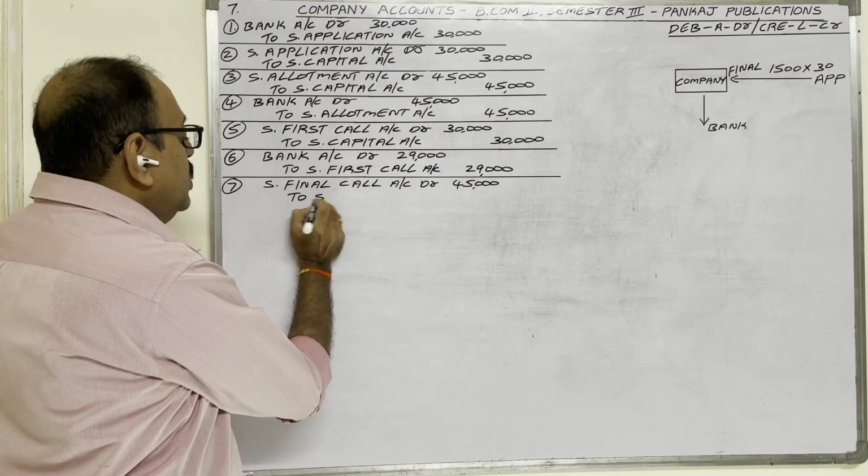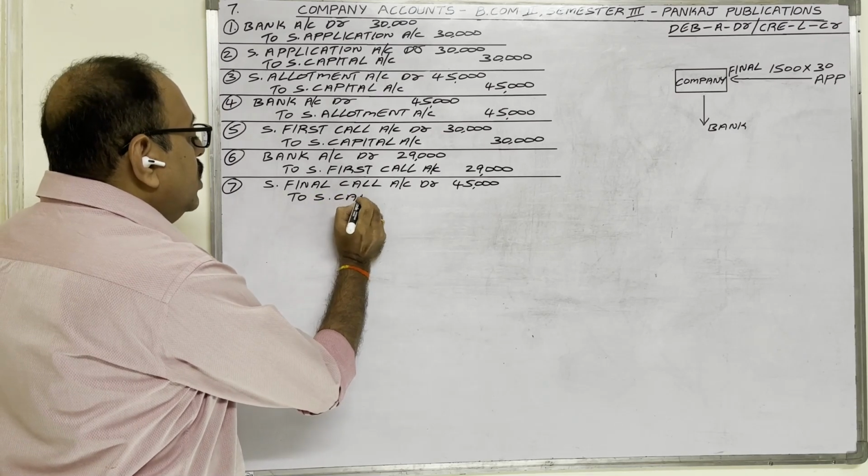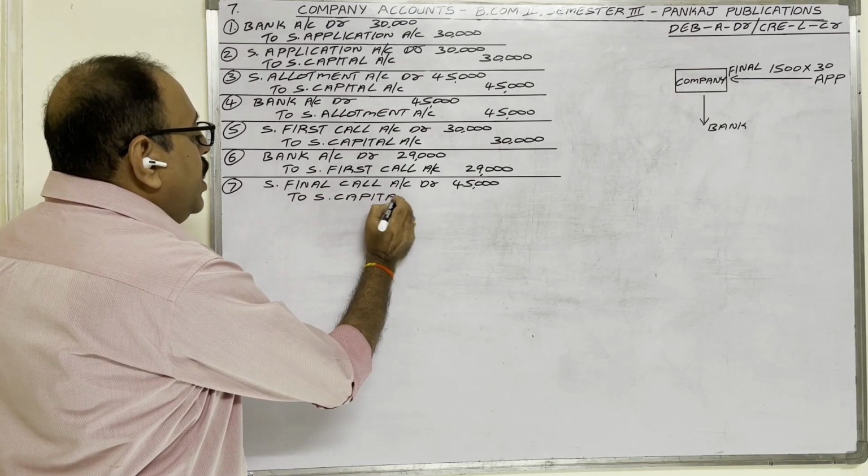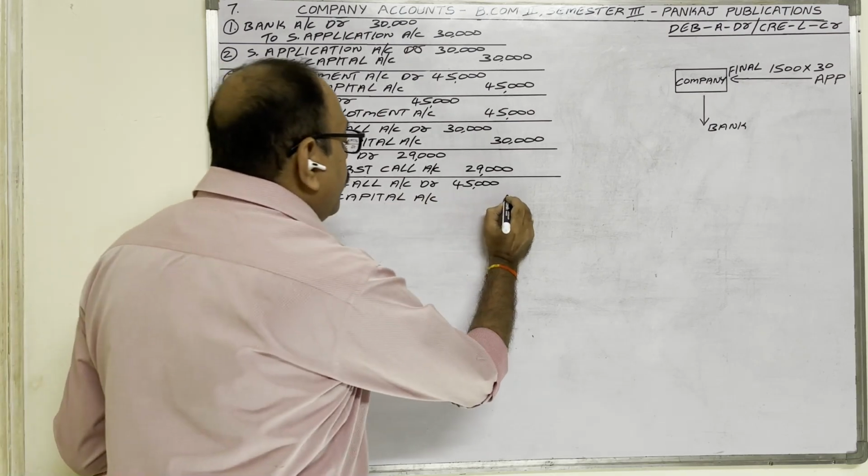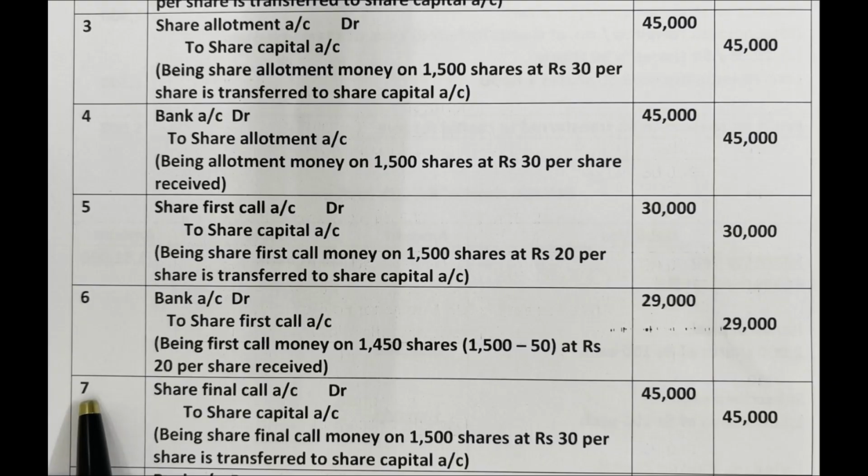2. To share capital we are transferring now. Therefore, credit share capital account. Amount same 45,000 rupees. Seventh entry, share final call account to share capital account. On 1500 shares at the rate of 30 rupees each, final call money we are transferring to share capital. Mention that as a narration. Being share final call money on 1500 shares at 30 rupees per share is transferred to share capital account. Amount 1500 into 30, 45,000 rupees.